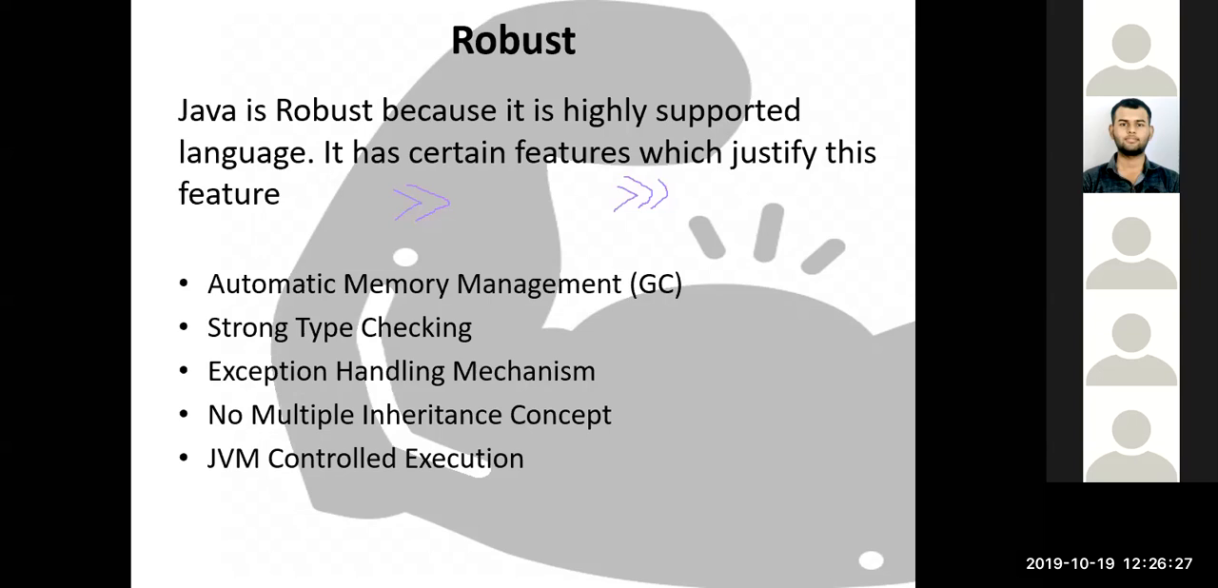Then we have no multiple inheritance concept. Multiple inheritance. Why I am comparing it with C is because those are all features, or problems in C or C++, that were resolved in Java. So I am comparing everything with C or C++.